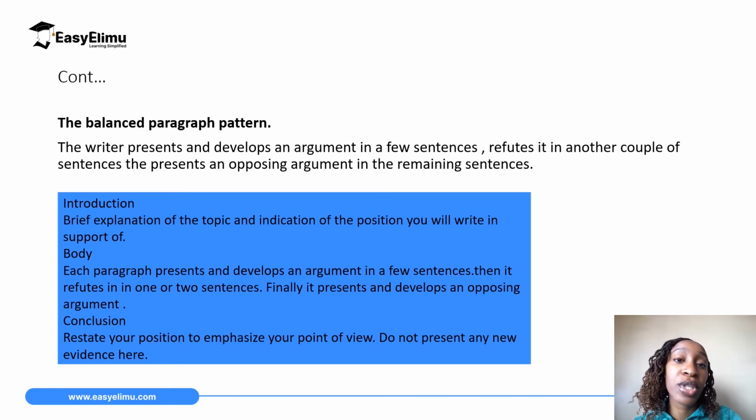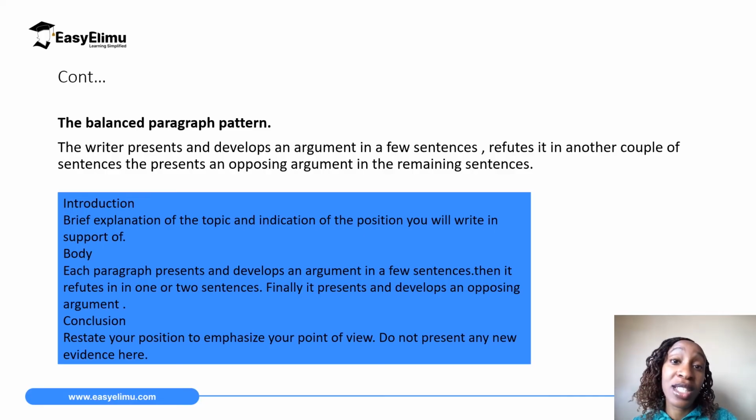In the body, let's say the first paragraph in the body, you present an argument. Let's say you're writing about boarding schools being better than day schools. Let's say that's your topic, that's what you're writing about. You will present an argument. Maybe you have had people who say boarding schools are better, maybe because you have a lot more time to study or you have access to different facilities.